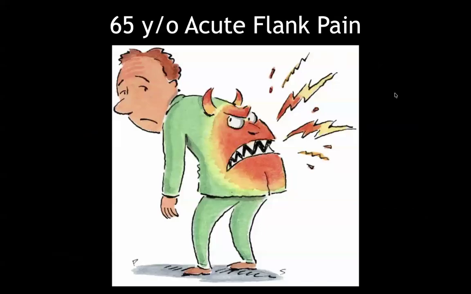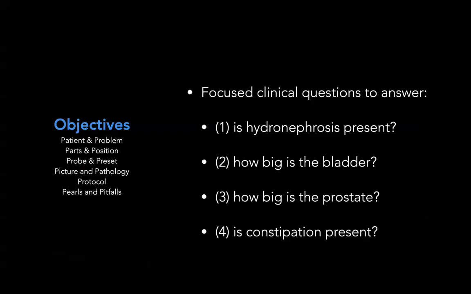We'll start off with a case here, a 65-year-old guy with acute flank pain. With this patient in mind, some of the questions that we can answer on ultrasound are: is there hydronephrosis present? How big is the bladder? Is there a post-void residual? Is there a component of BPH, and what is the prostate size? As well as, is there constipation present? Is there any fecal impaction present?